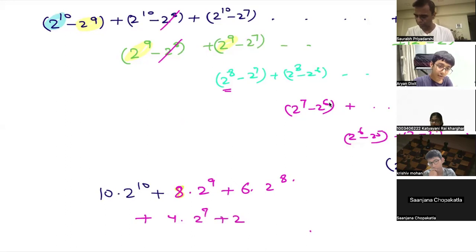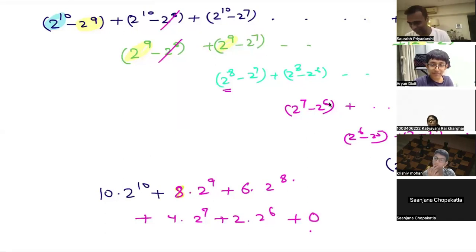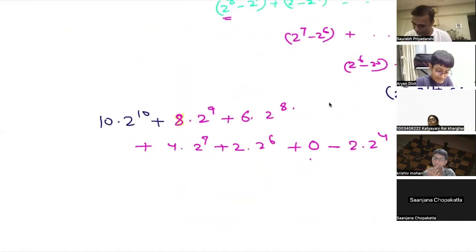2 times 2 to the power 6, plus how many times 2 to the power 5? Sir, 2 to the power 5 disappeared. Yes. And minus 2 into 2 to the power 4, minus 4 into 2 to the power 3, oh sorry, this is 2 to the power 3. This is 2 to the power 2, minus 8 times 2 to the power 1, minus 10 times 2 to the power 0. This sum we require.